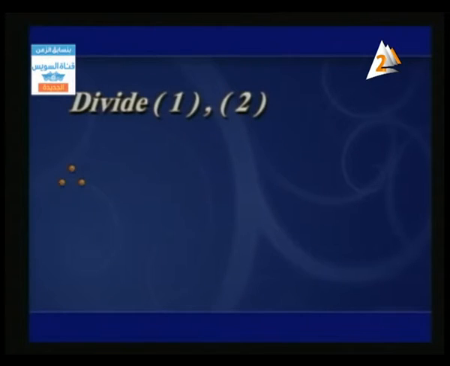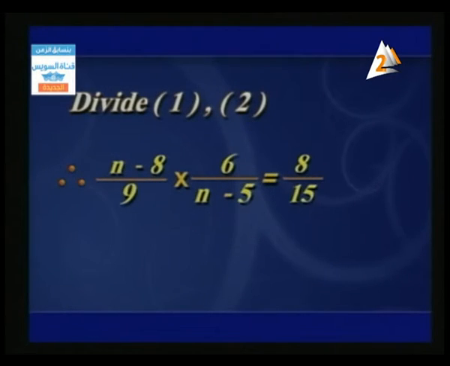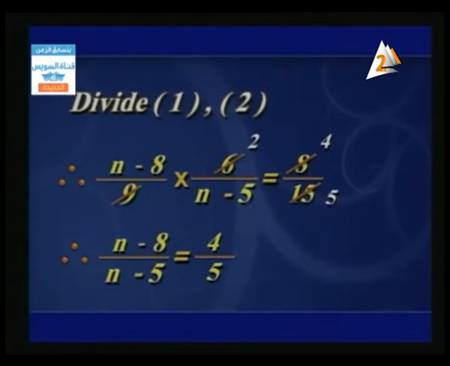Divide 1 and 2. Therefore, (n − 8)/9 times 6/(n − 5) equals 8 over 15. And after cancelling, or after simplifying, we get (n − 8)/(n − 5) equals 4 over 5. Therefore, n equals 20.